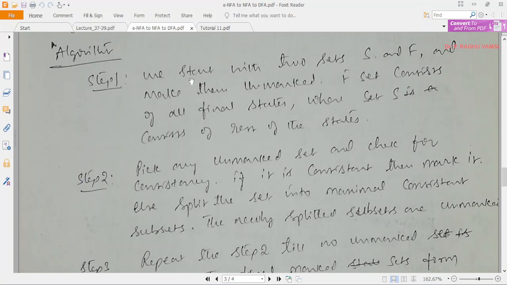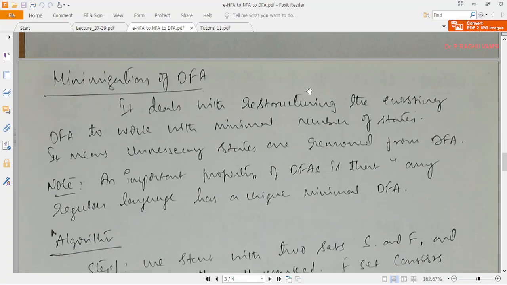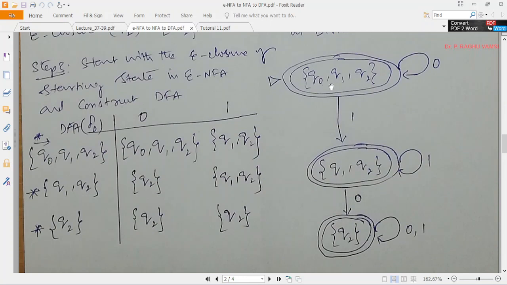Step 1: we start with two sets S and F and make them unmarked. So in the given DFA, we need to construct two sets. These sets will consist of the states. S is the set consisting of the non-final states, and F is the set consisting of the final states. For example, if we consider this diagram, with Q0, Q1, Q2 as A, Q1 as B, and Q2 as C.